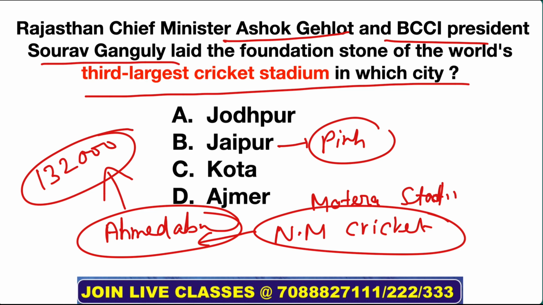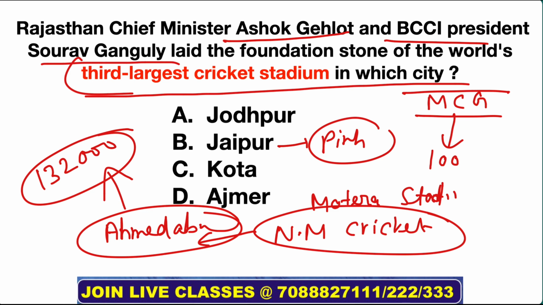Okay, 132,000. And which is the second largest cricket stadium of the world? That is the MCG, Melbourne Cricket Ground of Australia, and its capacity is around 1 lakh. Okay, 1 lakh capacity is Melbourne Cricket Ground, and the third will be Jaipur. Okay, clear? Third will be in Jaipur. Next question.